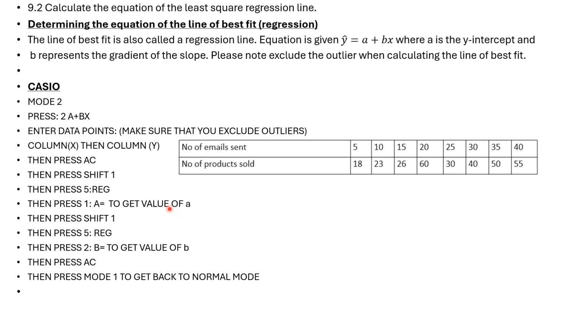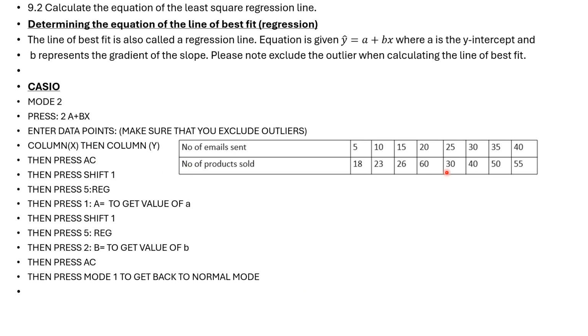Right, once I have the A value, I write it down and I press shift 1 again, 5, and this time I press 2 to get the B value. Right, when I'm done, I can just press AC or then press mode 1 to get back to normal mode.